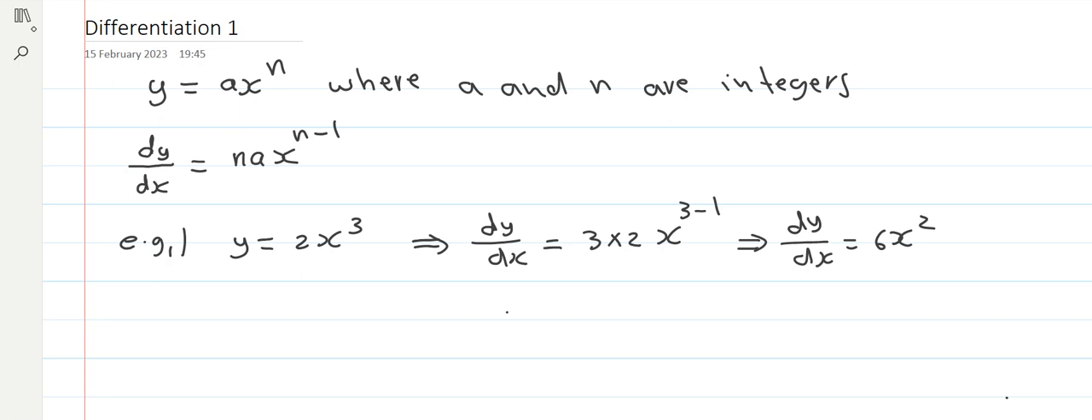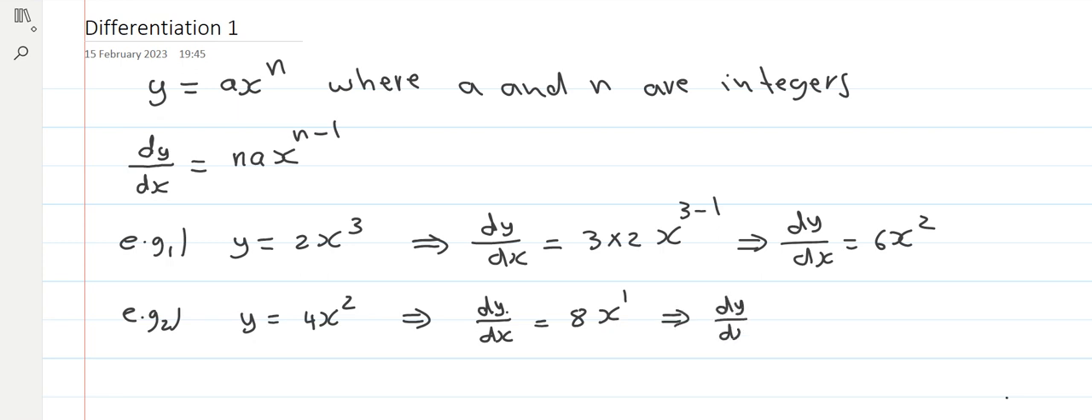Let's go through another example. If I have y equals 4x squared, okay, so the y will change to dy over dx, and we're going to multiply 2 by 4 will give me 8, and if we subtract 1 from 2, you're just going to have 1. Usually when the power of x is 1, we don't write it. Okay, so basically just 8x.